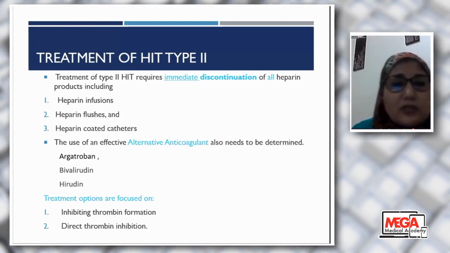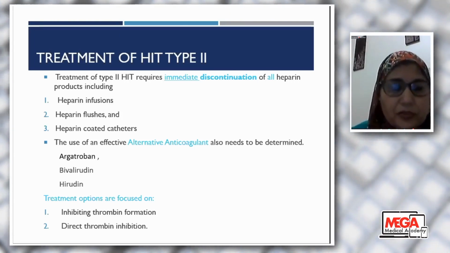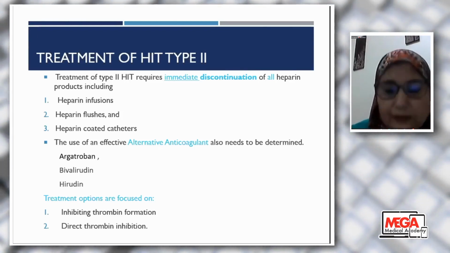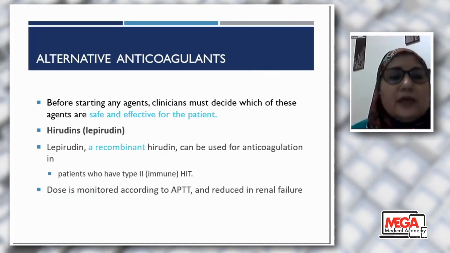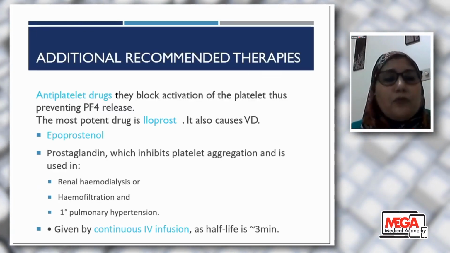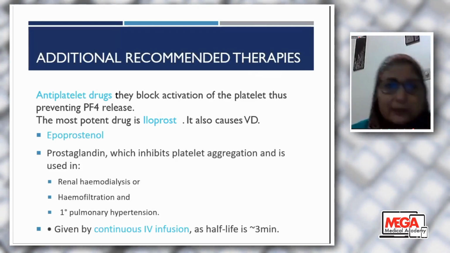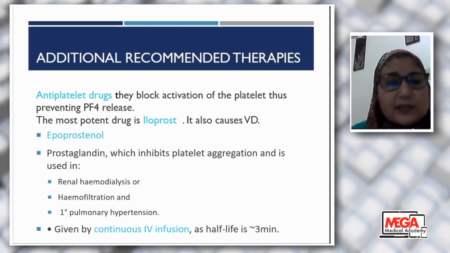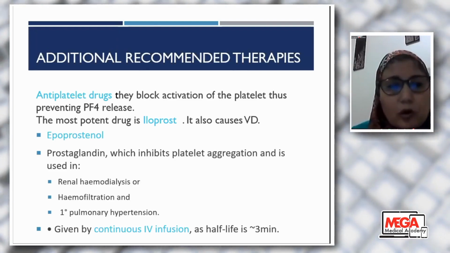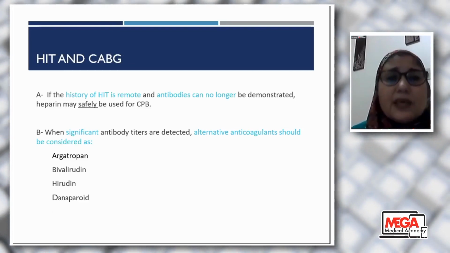Then we have to start the alternative anticoagulant such as argatroban, bivalirudin, lepirudin, or antithrombin or anti-factor 10, new oral anticoagulant. These are examples of the drugs. For the platelets which are activated causing the problem, we can give antiplatelet drugs. Iloprost is a prostaglandin, which causes in addition vasodilation, or we can give aspirin or clopidogrel. These are the lines of modalities.